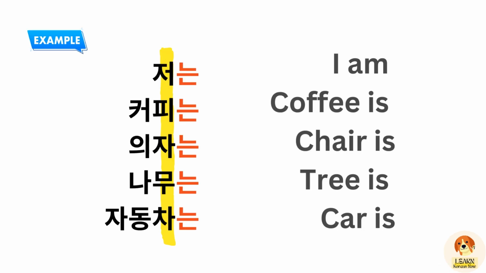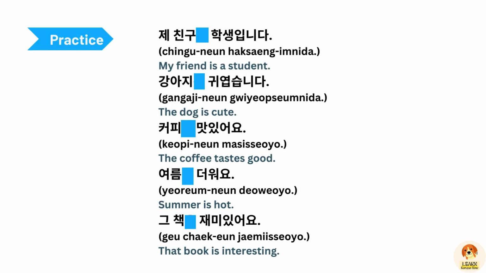Here are some words that end in a vowel. 저는, I am. 커피는, coffee is. 의자는, chair is. 나무는, tree is. 자동차는, car is. Now let's practice.